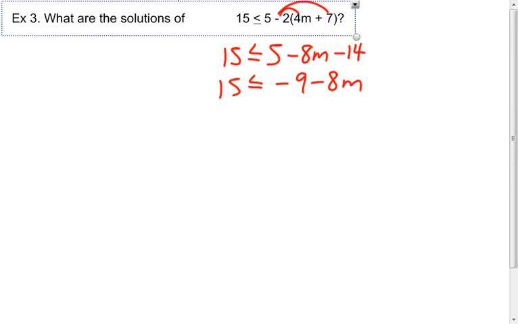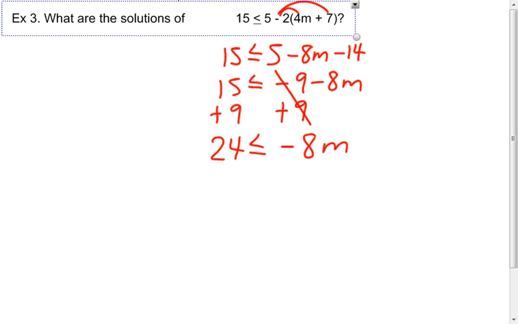Okay, next on my list of things to check, do I have variables on both sides? No, so I can continue. M is my variable. It's being subtracted by 9 and multiplied by negative 8. I need to get rid of the subtract 9 first because it's farther away. The inverse of subtracting 9 is adding 9. Do it to both sides. And I get 24 less than or equal. Those 9s are inverses, so they cancel.